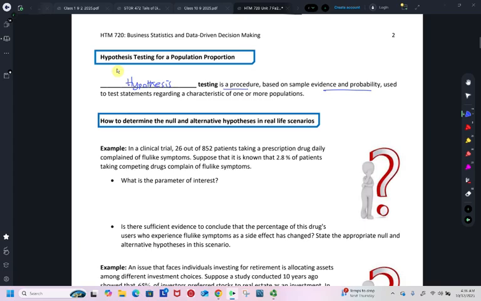So, in order to test any such hypothesis that is made about any of these population characteristics or parameters, we require a statistical inferential technique called hypothesis testing.